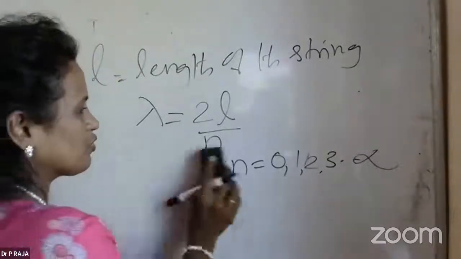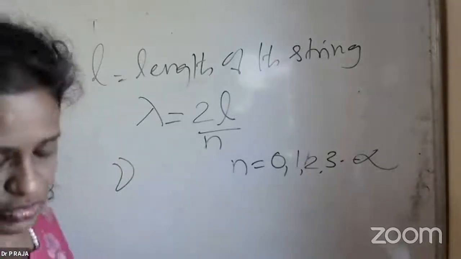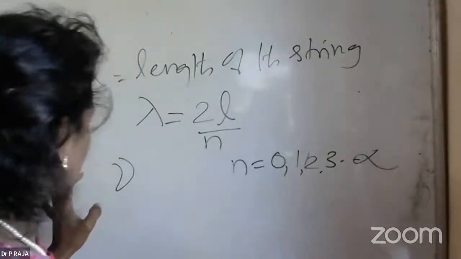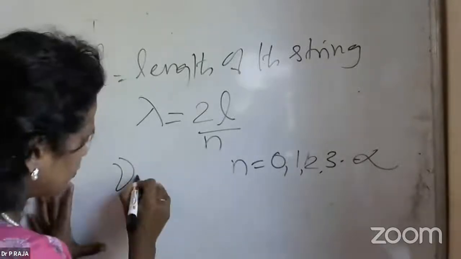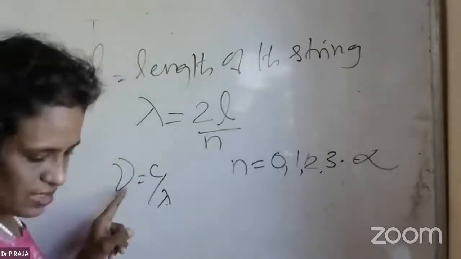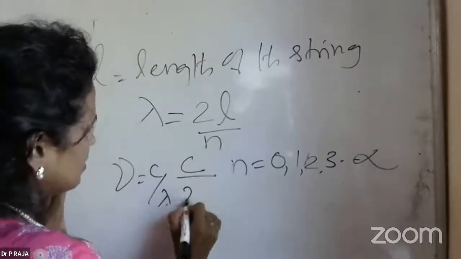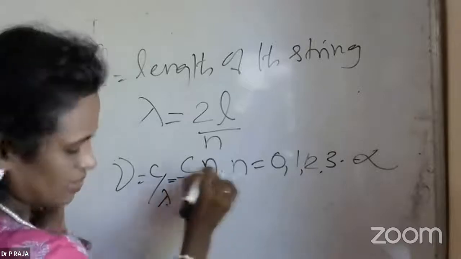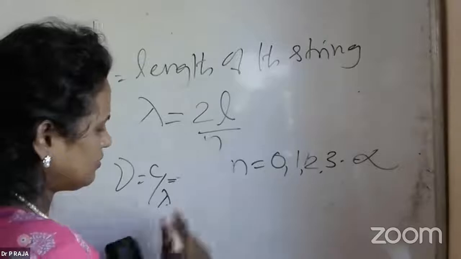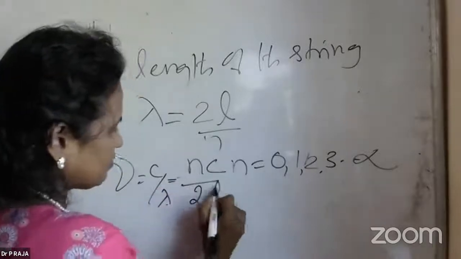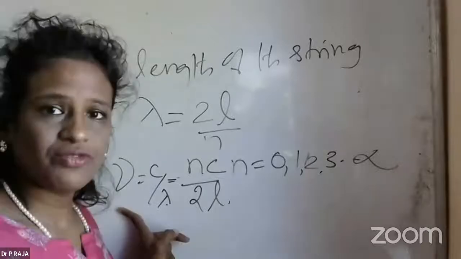Let's put it in terms of the frequency nu. Substitute for lambda: nu is equal to c by lambda. Using this equation, you will get c by 2L into N, or I can put this as N into c by 2L. So this is the equation for the frequency.